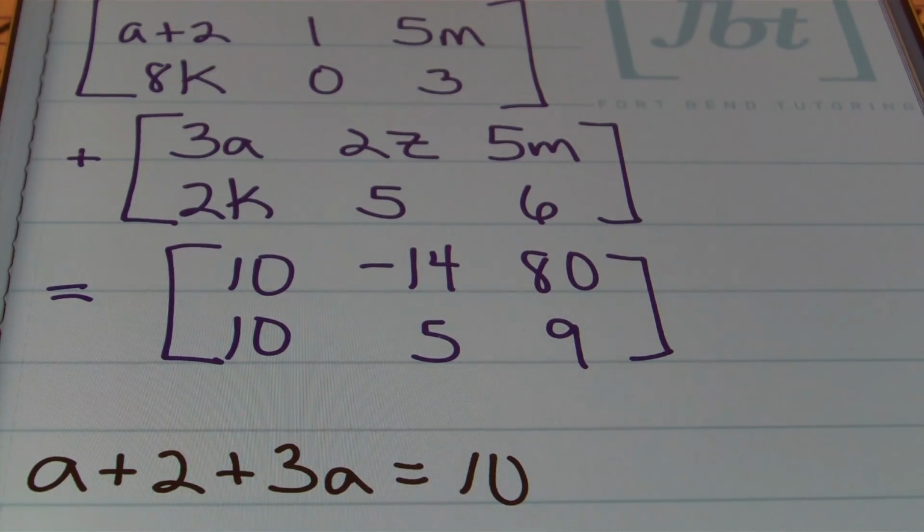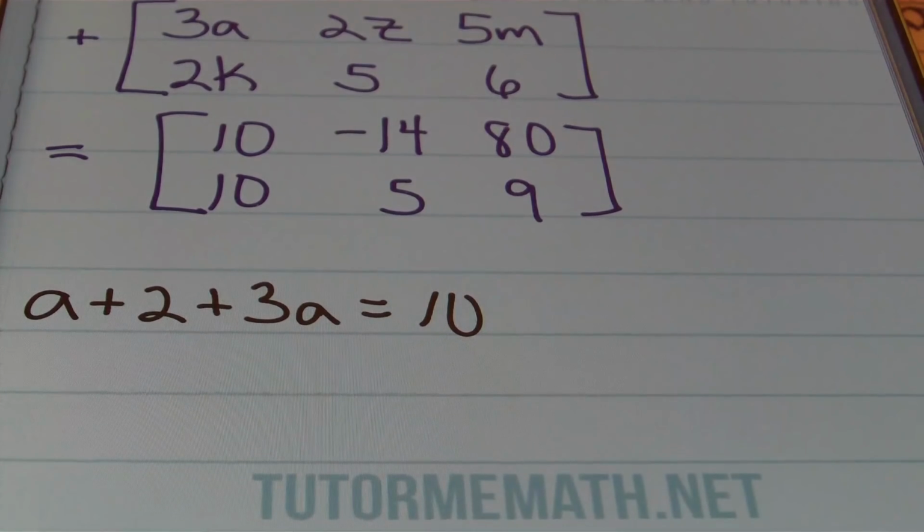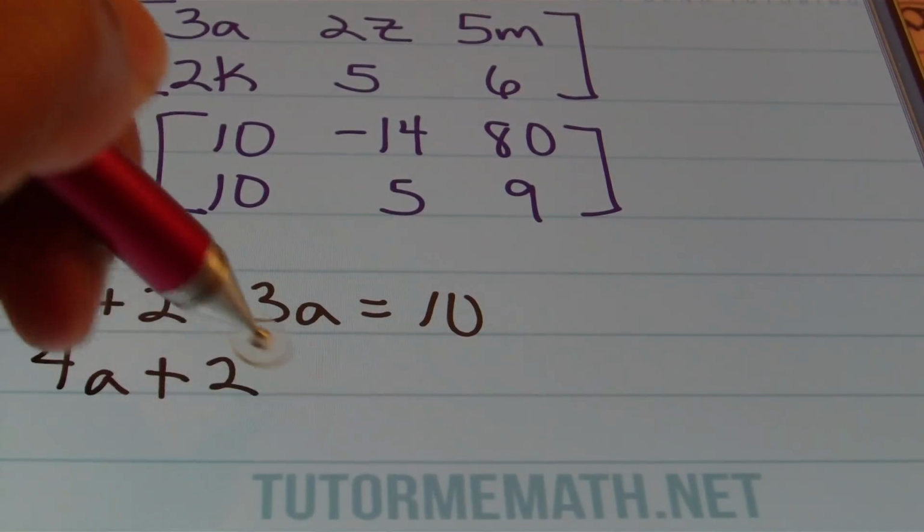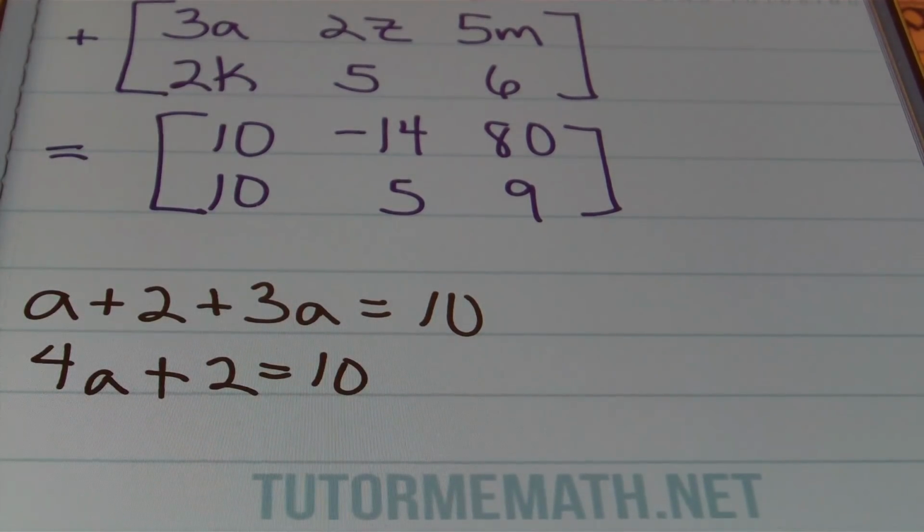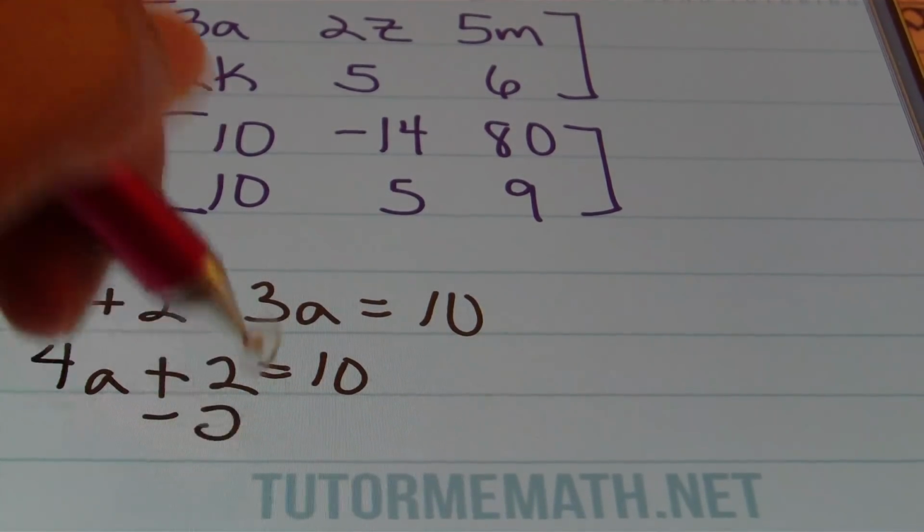All right, so let's go ahead and solve for this one. We're going to start by combining our like terms here. So I know that a plus 3a gives me 4a, right? Plus 2, which equals 10. From here, I'm able to subtract 2 from both sides.